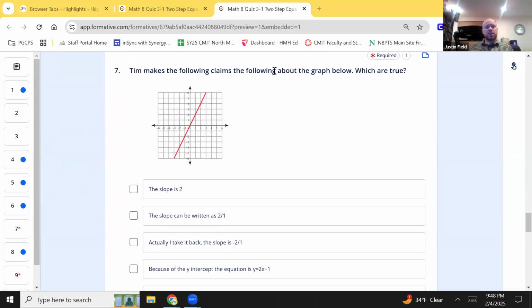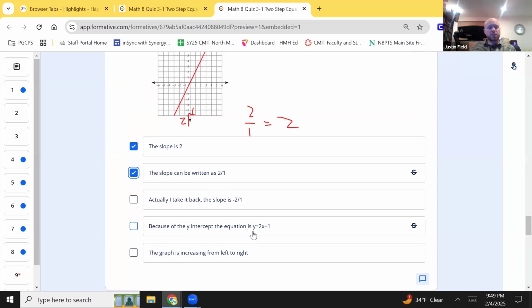Tim makes the following claims about the graph below. Which are true? The slope is 2. Okay, if I go from the y-intercept, which is 0, I've got to go up 2 and right 1 to get to the next integer point. Up 2, right 1. So I do know the slope is 2 over 1, which is 2. So the slope of 2, that's right. Slope can be written as 2 over 1. That's right. Actually, no, Tim, you were right. Don't second guess yourself.